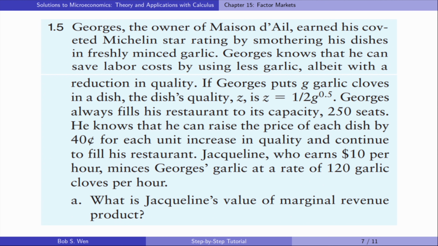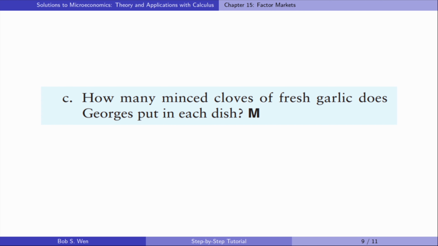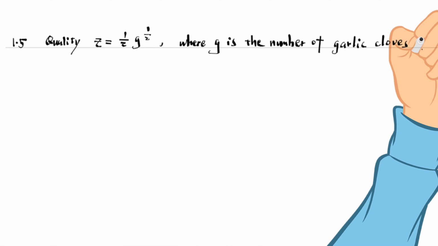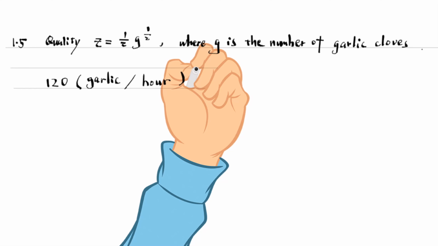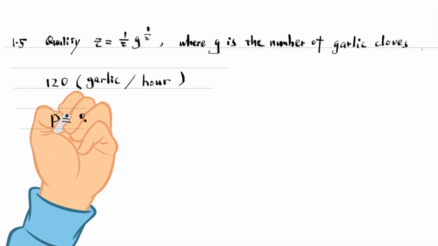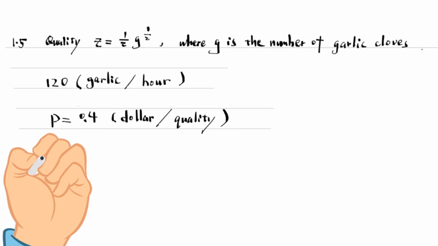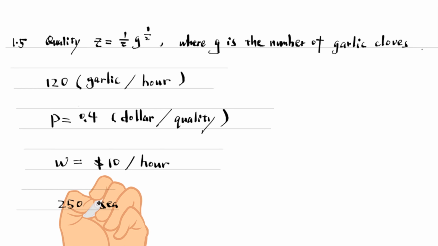For part A, what is the value of marginal revenue product? For part B, how many hours per afternoon does Jacqueline work? And part C, how many minced cloves of fresh garlic does Georges put in each dish? We know the relation between the quality of a dish and the number of garlic cloves in it. We also know the rate of mincing garlic cloves, 120 garlic cloves per hour. Other information includes the price of quality, $0.4 per quality, and the hourly wage, $10 per hour. There were 250 seats in the restaurant.